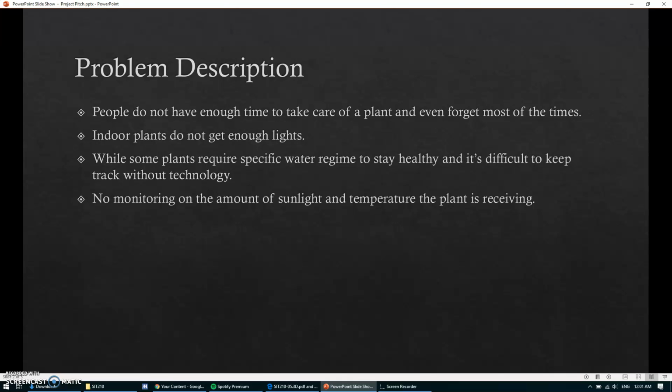And some plants require a specific type of water regime, so messing it up might kill the plant. People do not have any idea about how long the plant has been getting sunlight for and at which temperature, which can be critical for some plants.